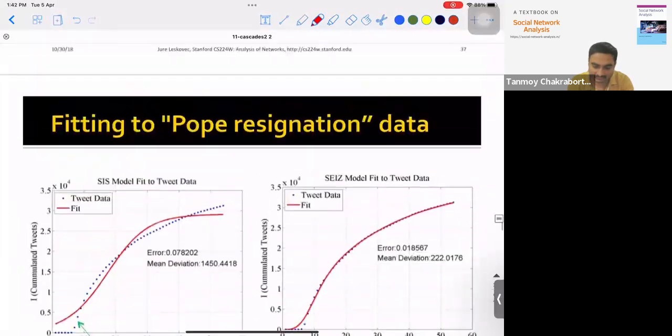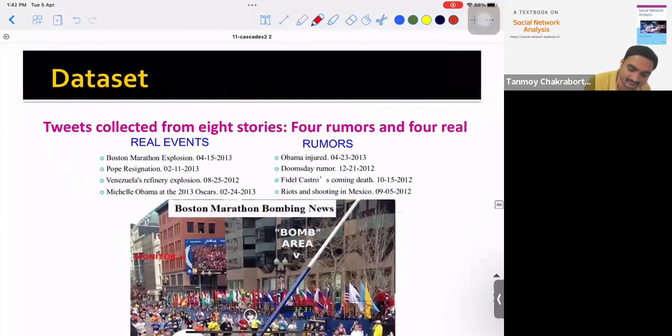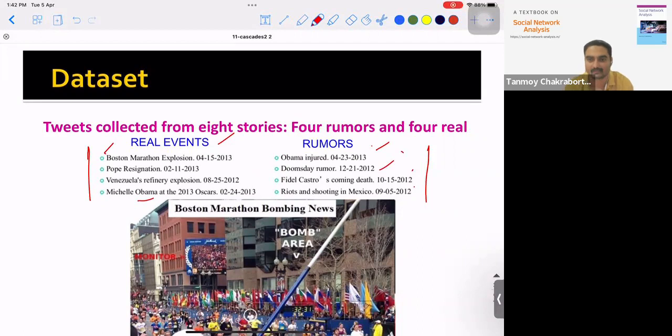Okay, so what the authors have done is they have taken data from the real world, and they have considered a few real events and a few rumor events. For example, for real events, they considered the Boston Marathon exposure, then the Pope's resignation, right? Michelle Obama, some Oscar party, and so on and so forth. Whereas for rumors, they considered Obama injured, right? Fidel Castro's coming death. These are all rumors, right? Some riots and shooting in Mexico. They collected data from social media related to real events and related to rumors.